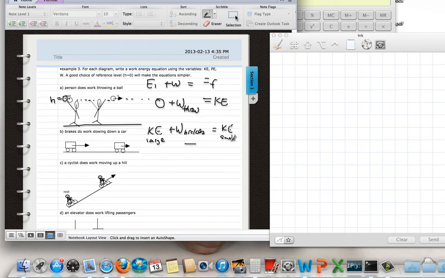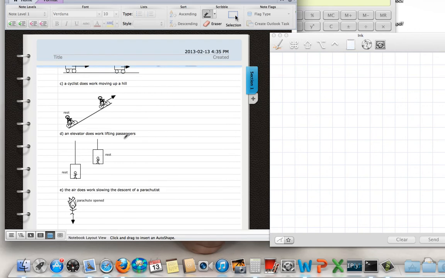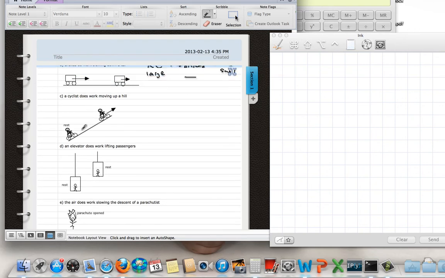Now, the work done by the brakes is, of course, related to the thermal energy that's created. Let's write another work energy equation here. A cyclist does work moving up a hill.